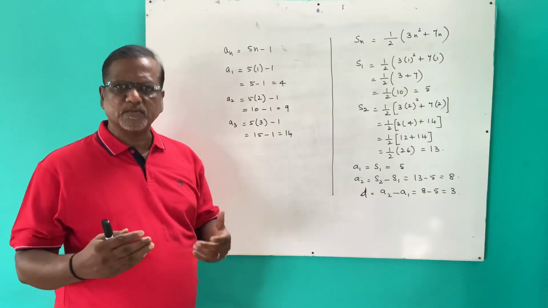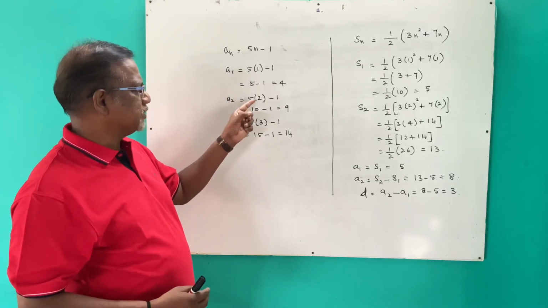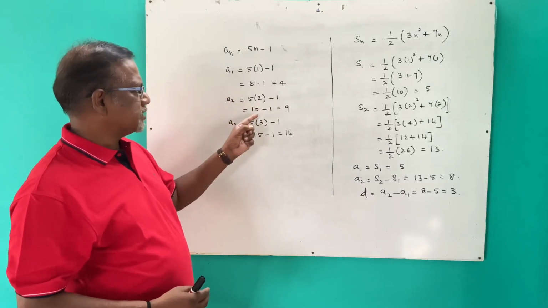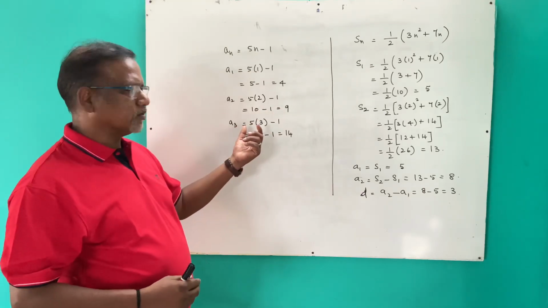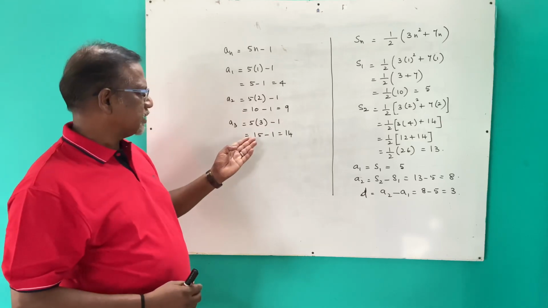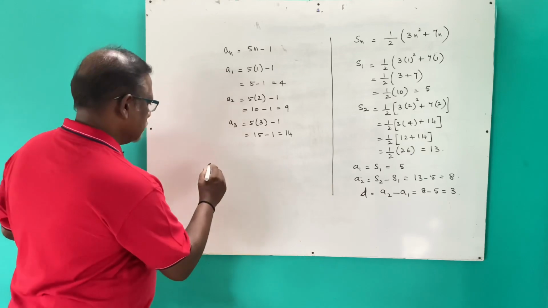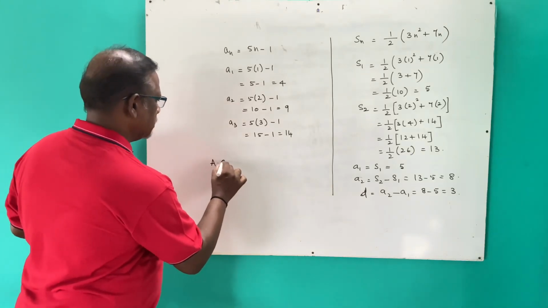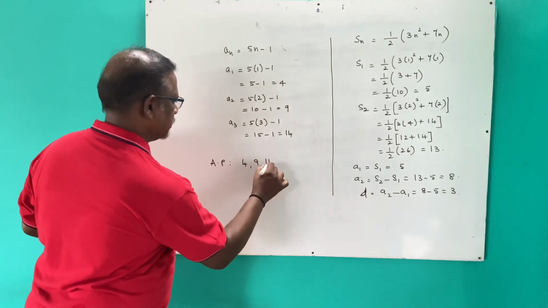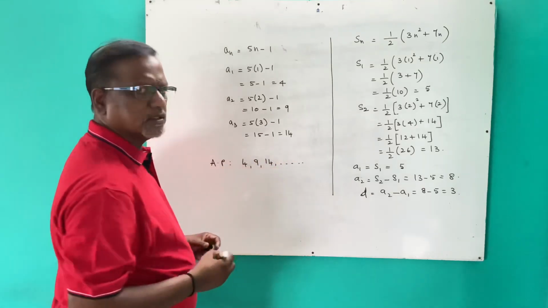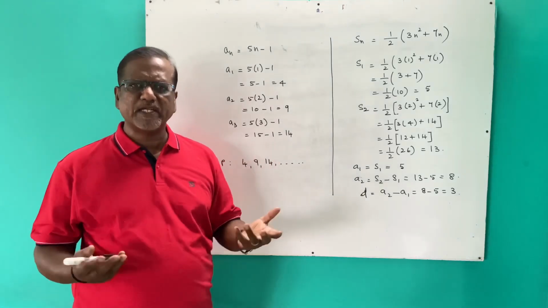To find the second term, substitute n equal to 2. So a2 is equal to 5 into 2 minus 1, that is 10 minus 1, which is equal to 9. Similarly, a3 is equal to 5 into 3 minus 1, that is 15 minus 1, which is equal to 14. And therefore, we are getting the AP as 4, 9, 14, etc.